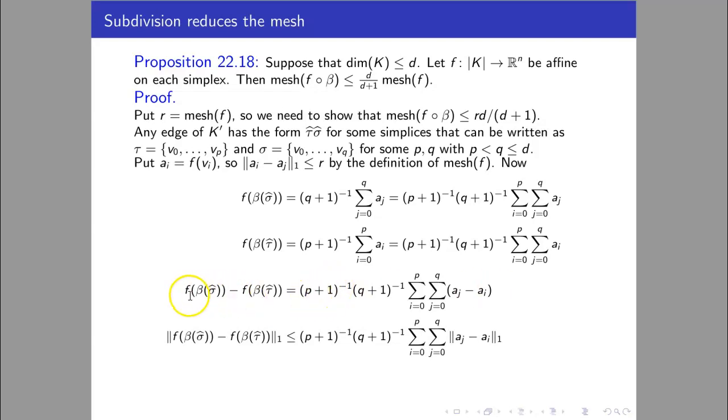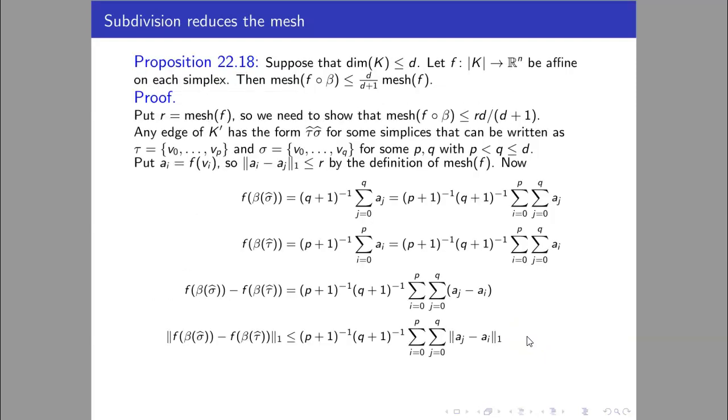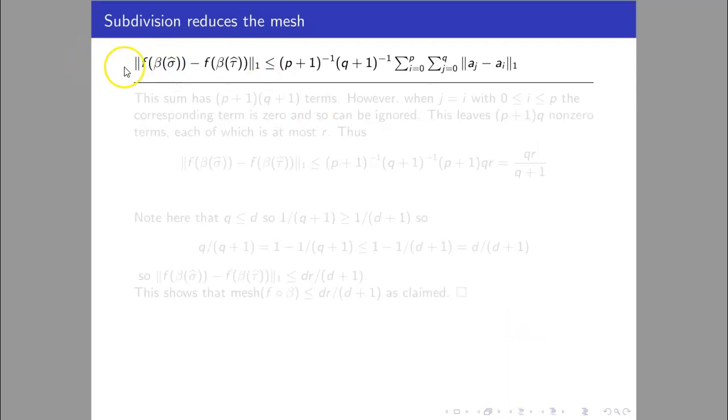So now the triangle inequality says that if we take the norm of this difference here, then that's going to be less than or equal to the sum of the norms of all the terms. So you've got (p+1) inverse (q+1) inverse times this sum of the one norm of aj minus ai. Okay, so that's what we've got. It's the length that we're interested in, less than or equal to 1 over (p+1)(q+1) times the sum from i = 0 to p, sum j = 0 to q, of the one norm of aj minus ai.